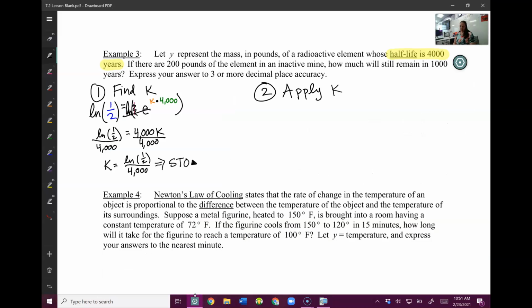So I just say I'm storing that. And that's what you can do on your AP test too. You just make a note of, I stored this answer as K.